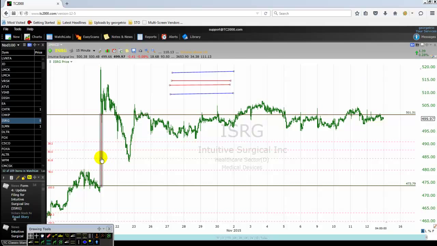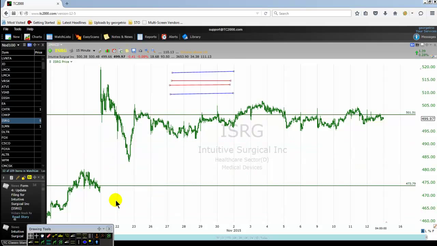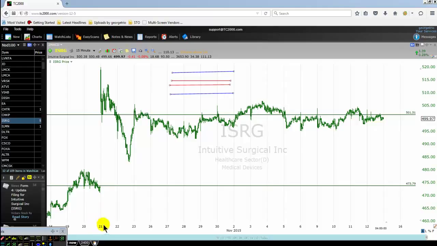So I'm going to first remove my Fibonacci retracement line on my chart. We are looking at Intuitive Surgical Incorporation. This is an American stock that is listed on the Nasdaq 100. We can see that the stock did gap up on the 21st of October 2015, from this point to this point.